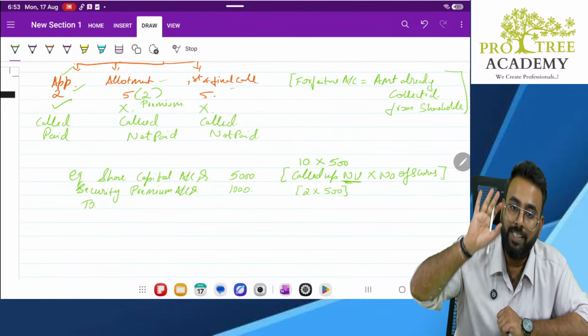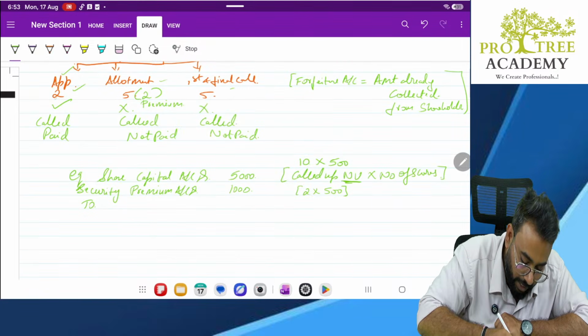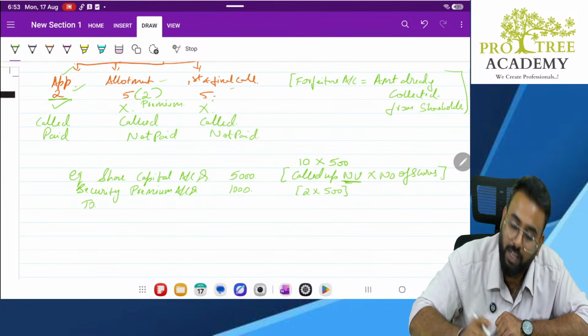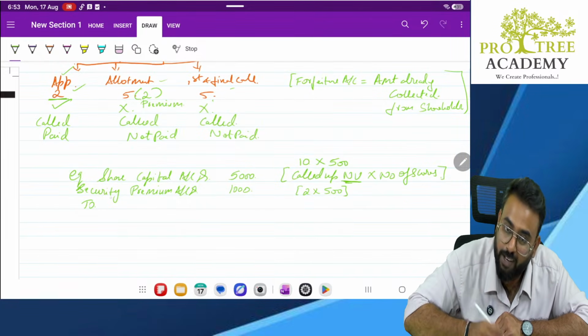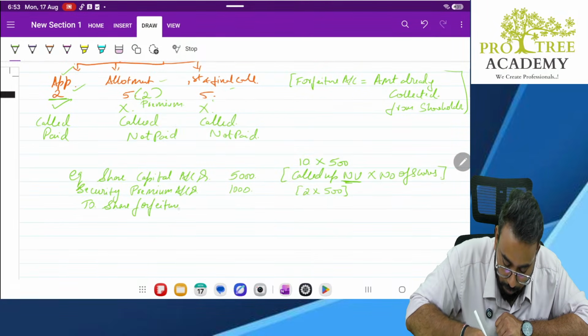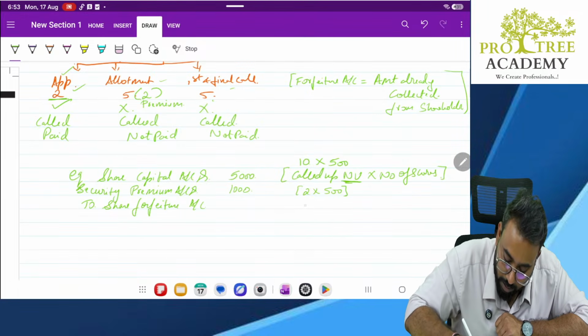Okay. So what is collected from the shareholder? Sir, 2 rupees collected. 5 rupees collected? No, sir. So what is collected will go to the forfeiture account. How much is it? Sir, 2 rupees into 500. Very good. So that is 1000.